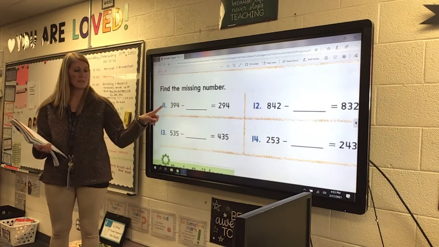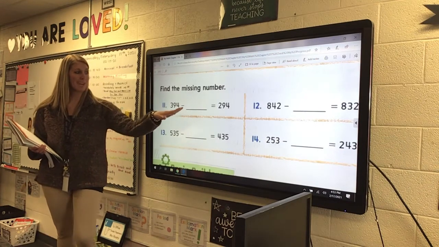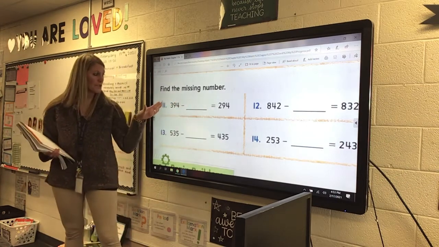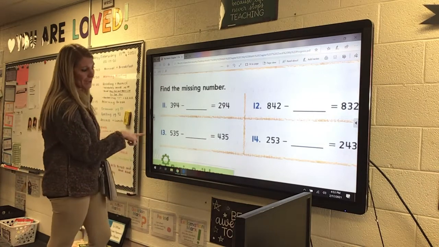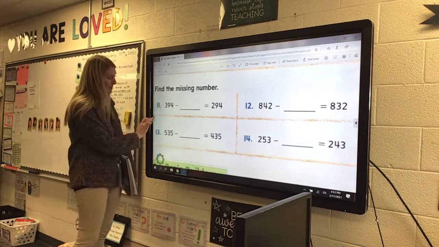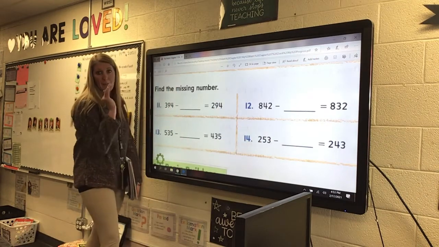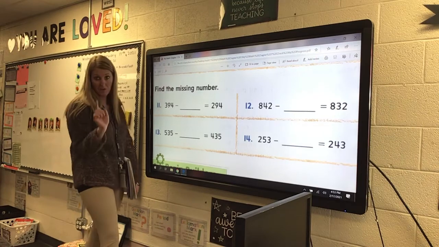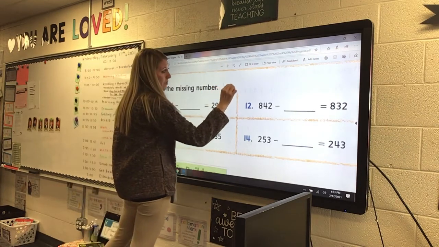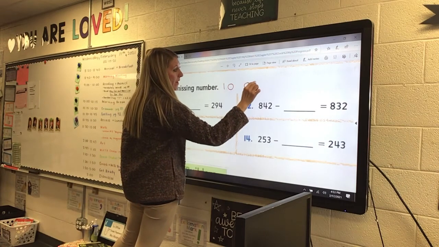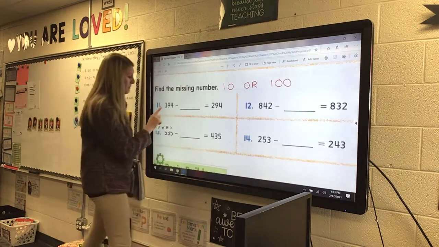Now, this one, I'm going to check to see if you know this. So you have 394. What are you going to subtract to get to 294? So look what's changing. It's going from 300 to 200. So the number that you're going to subtract in this section of the missing numbers is either going to be a 10 or 100. So that's your 2 choices, 10 or 100. Okay, so Mrs. Murphy's going to show you.